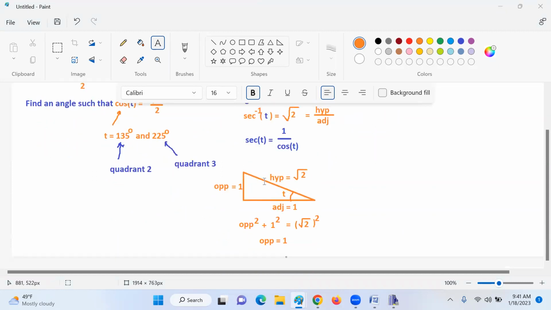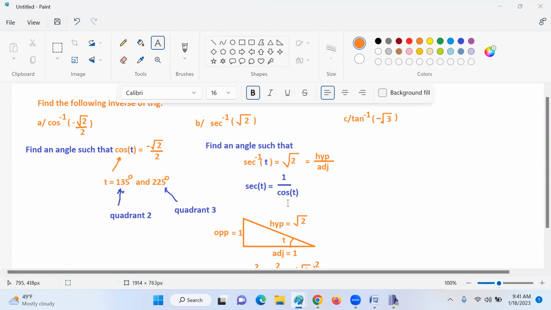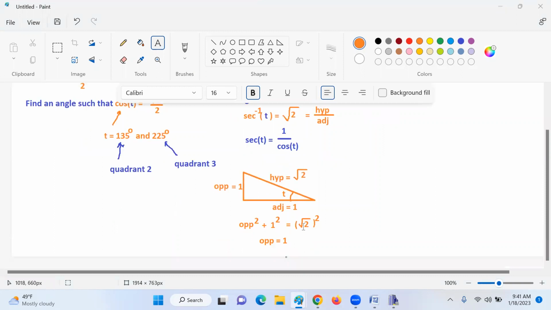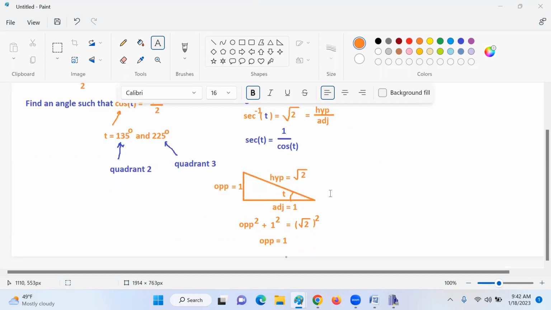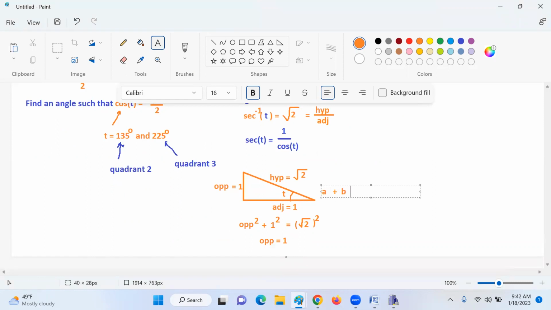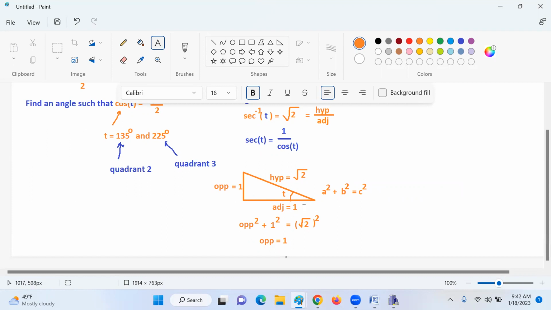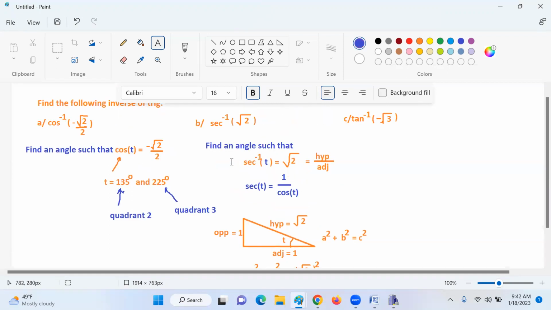I don't think this method is better suited for this problem. I will show you another problem where we're going to use this method. This method will be used to determine the inverse of secant equal to radical 2, and that gives you the side lengths, which is hypotenuse over adjacent, radical 2 over 1. So the adjacent will be 1, the hypotenuse radical 2, and you can figure it out using A squared plus B squared equal to C squared. Then we can figure out the opposite is 1. In fact, the secant is basically 1 over cosine.